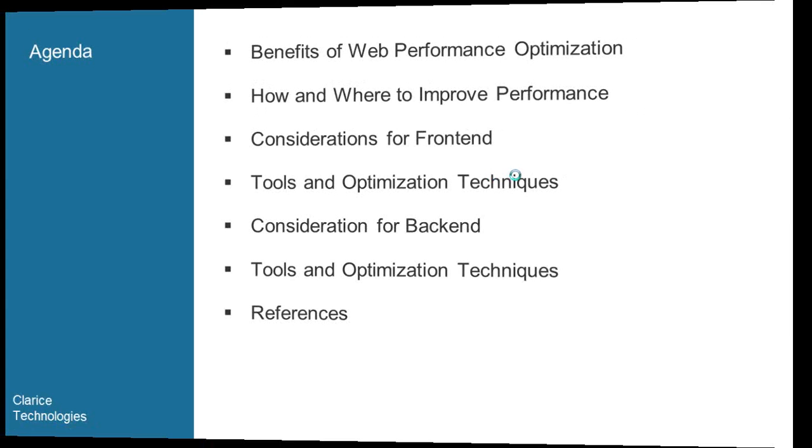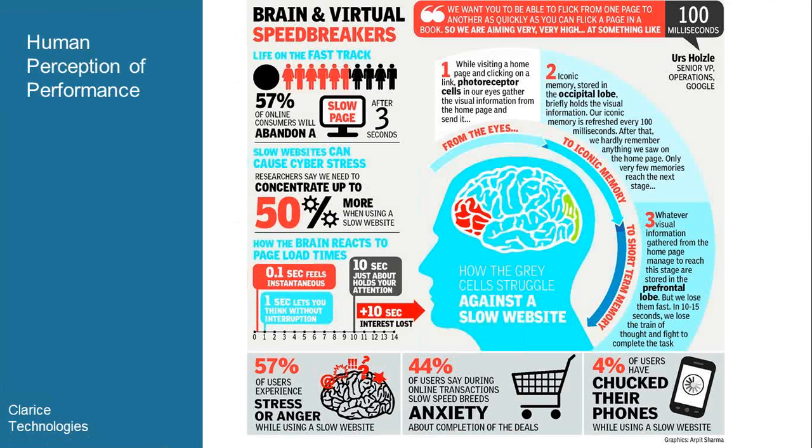Human perception of performance is very subjective. So first of all, let's understand how a user sees a particular web application, how our brain works, and why building a high-performance web application is very essential for end users. If a web application is very slow, it acts like a speed breaker for the human brain. As per studies, 57% of online consumers abandon a website if the web page is slow. After 3 seconds they will abandon the web page. Also, it will lead to a concentration problem for end users.